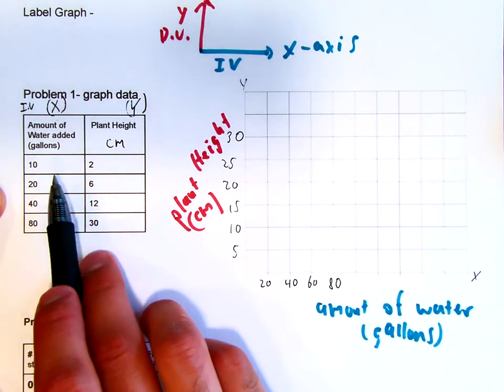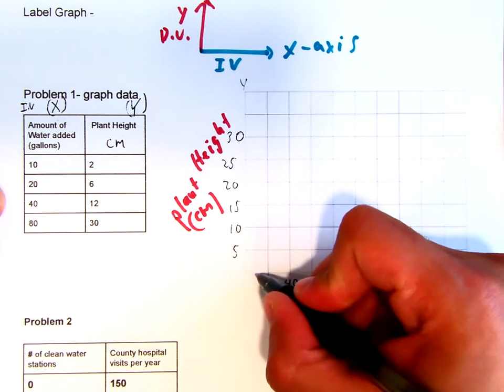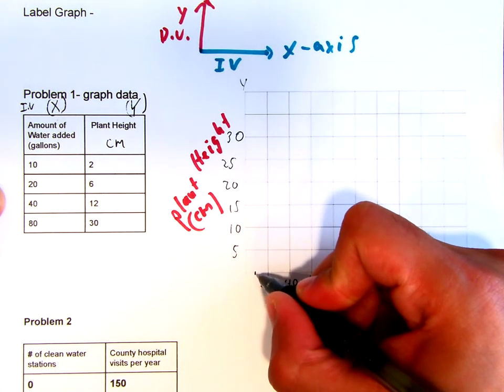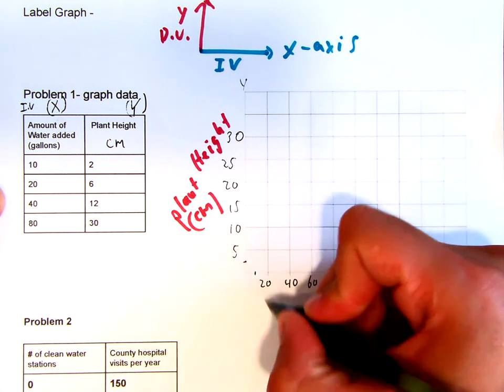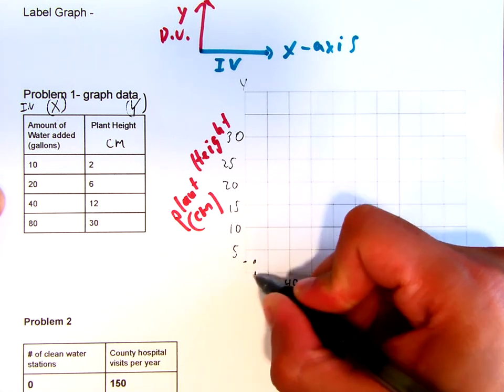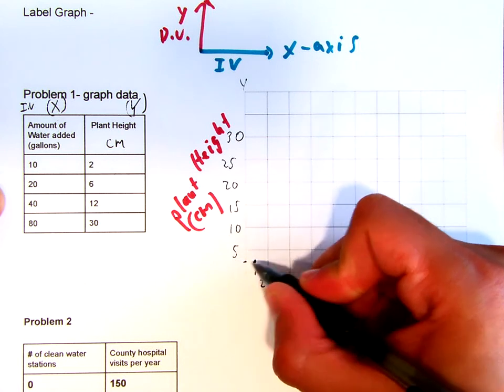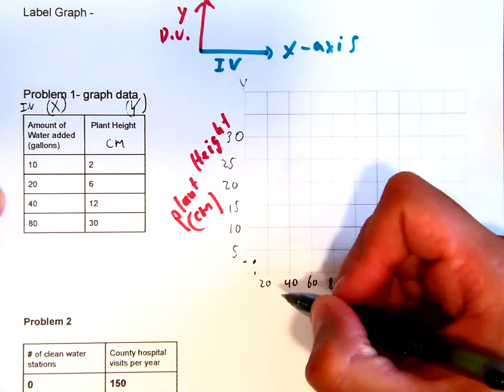So the first one, when I had 10 gallons, is going to be here, halfway. I had a growth of about 2 centimeters. So 2 would be right here. That would be my point right there. 10 and 2. That's my first point, right?